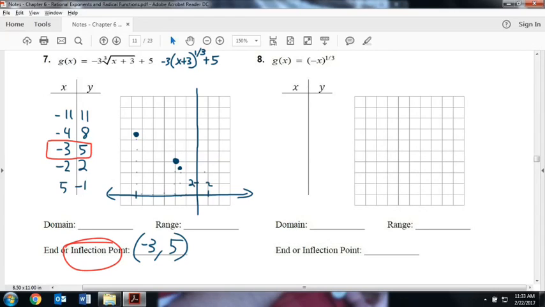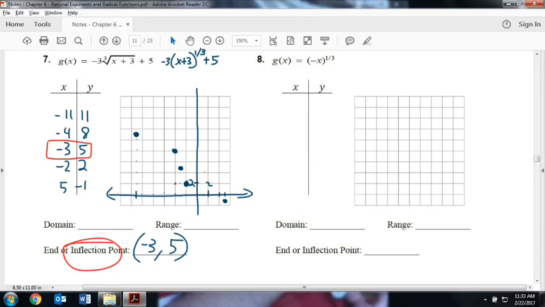Is that right? Something's wrong there. 2, 4, 6, 8. Oh, I know what I did. That one goes there. This one goes here. There we go. Negative 2, that would be right there. And positive 5, negative 1. So 2, 4, 5, negative 1 would go right there.